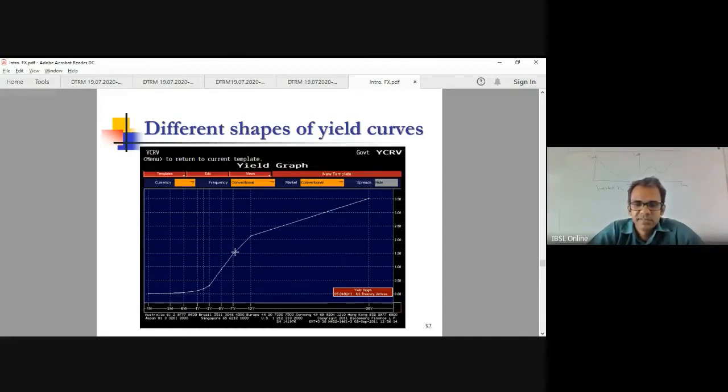So that's the way. You don't observe yield in the market for each and every maturity, but you may observe at different points. Others you estimate. There are different ways to estimate the yield curve. Simple one is linear interpolation, but there are so many other ways.